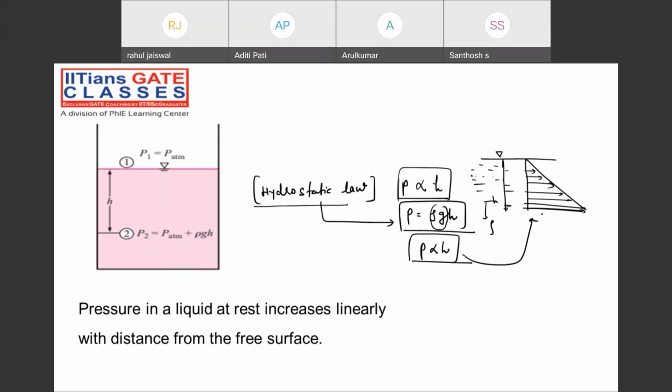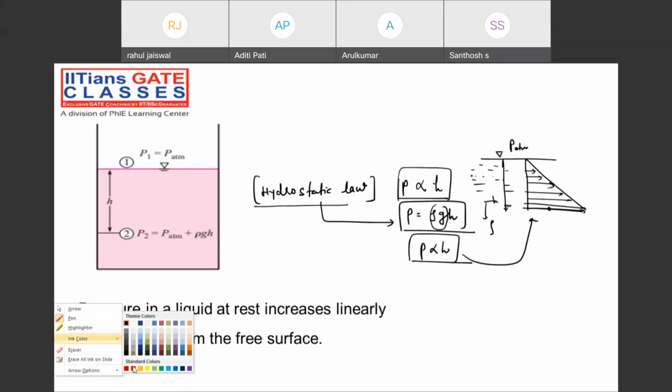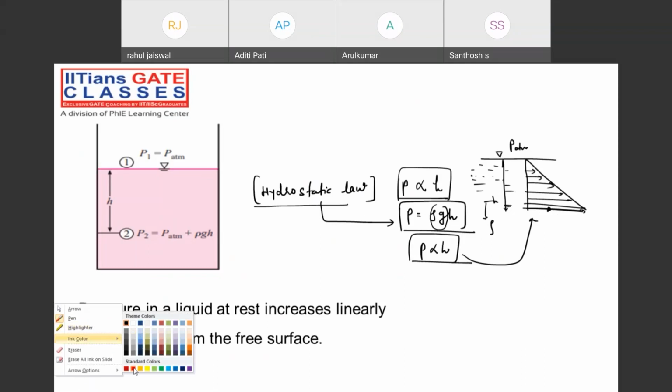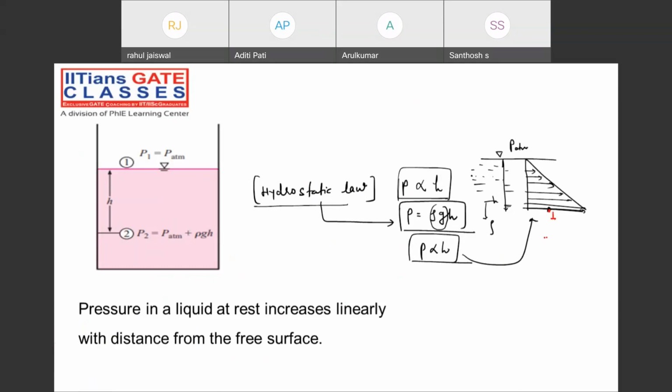Tell me, guys. But whatever the pressure is equal to rho G H, whatever we are calculating, that is not the total pressure. At the free surface, there might be some atmospheric pressure. At this point, if I ask you what is the total pressure, what do you say? Sir, atmospheric pressure plus rho GH. That is the absolute pressure.